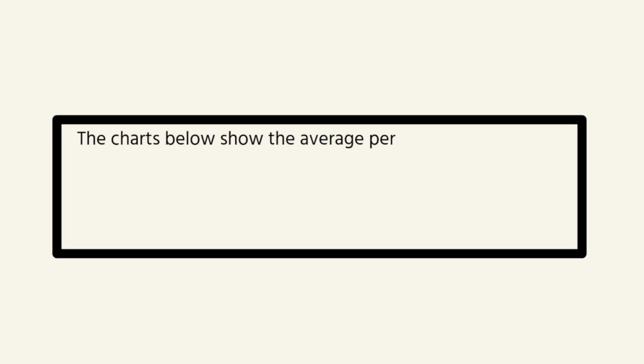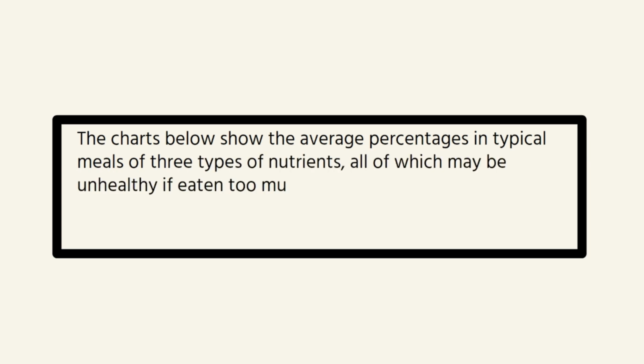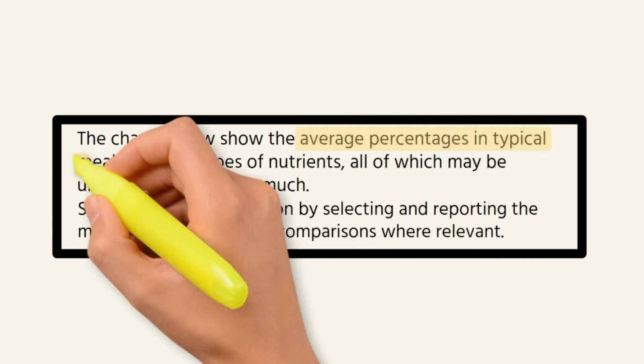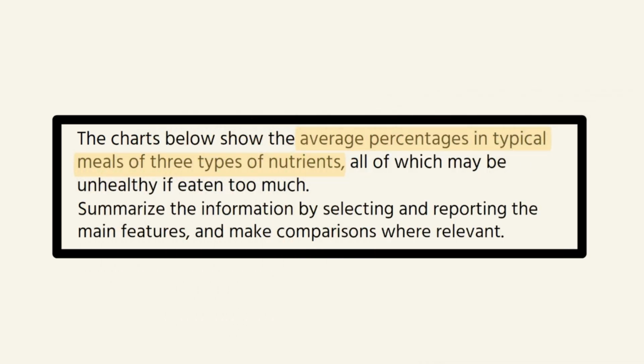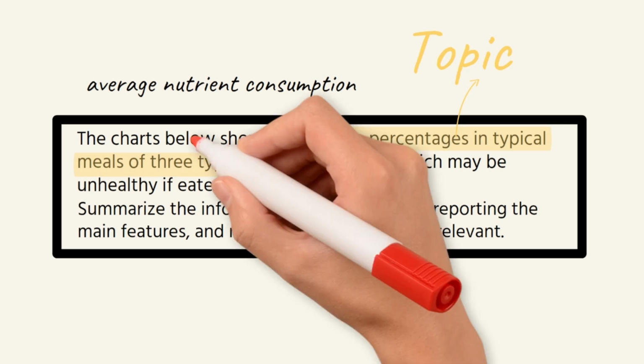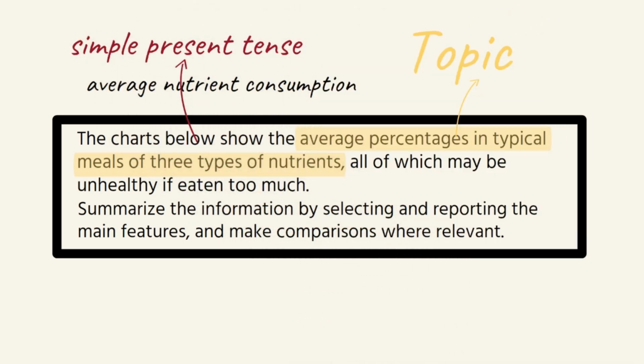The charts below show the average percentages in typical meals of 3 types of nutrients, all of which may be unhealthy if eaten too much. This topic focuses on the average nutrient consumption across 4 meals. Since the prompt does not mention a time span, we will use the simple present tense throughout the essay.